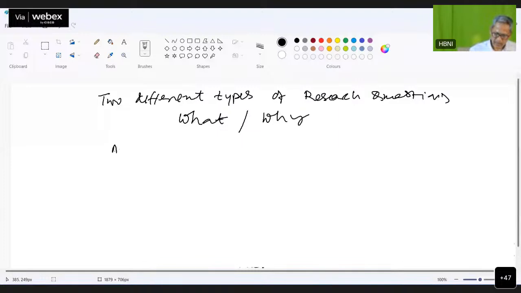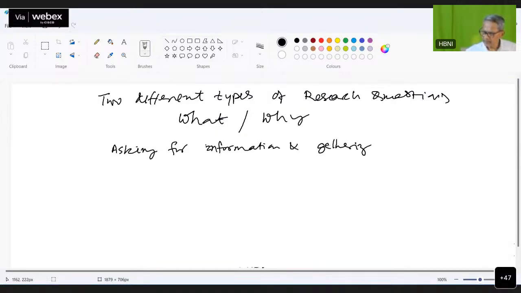In case of what, asking for information and gathering facts. Suppose I ask, what is the temperature today? So that is a gathering fact.